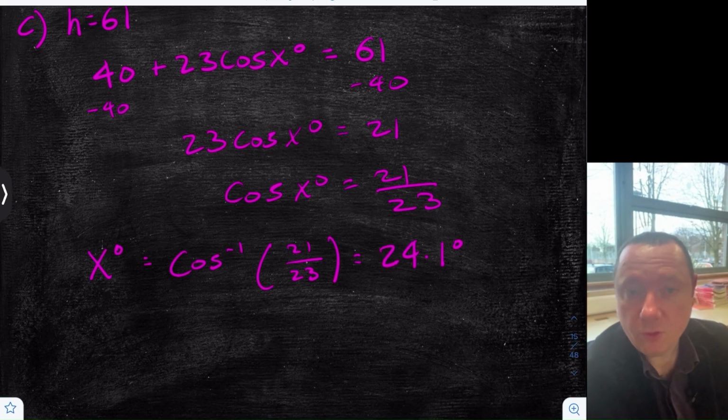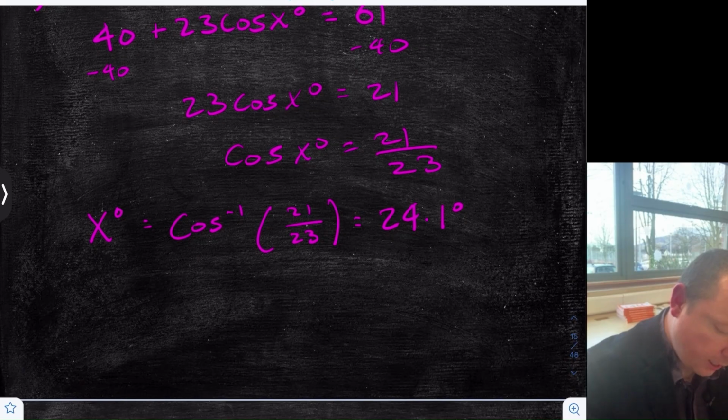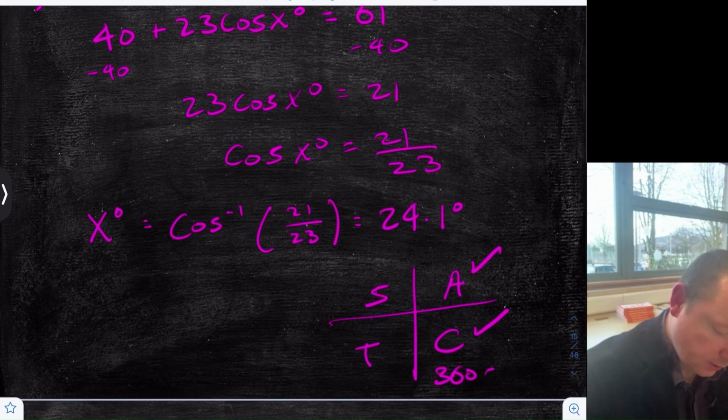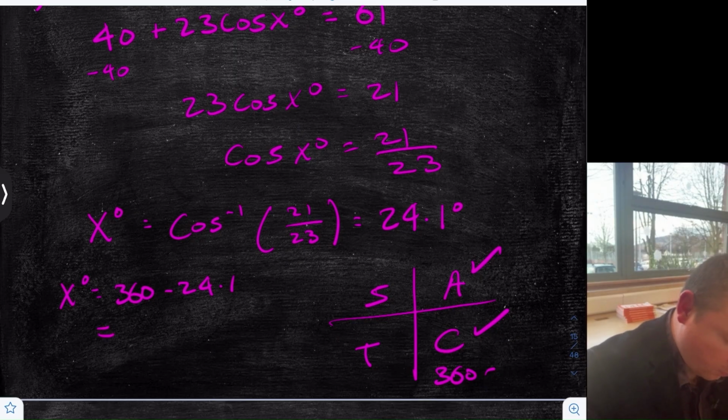degrees. But that's not the only answer, remember, because if we draw a CAST diagram, we've got A and C, which is 360 minus, so we could have x is also equal to 360 minus 24.1, which is 335.9 degrees.